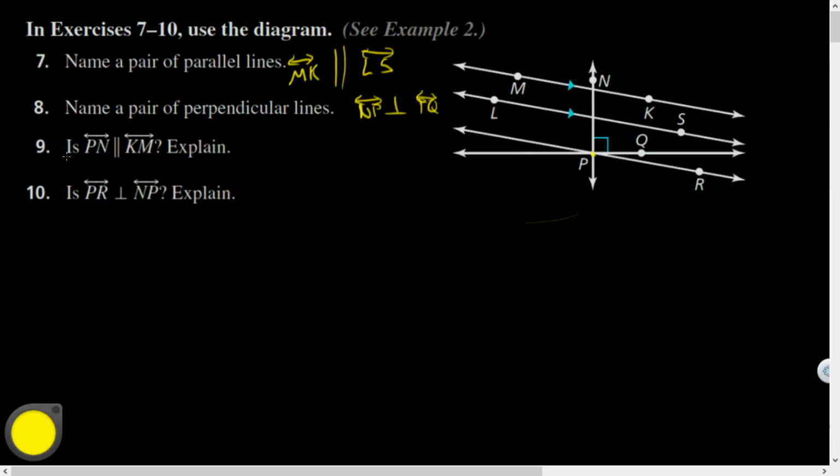So number 9 is PN parallel to KM? KM is this one. So this one and this one. No, because they intersect, right? No. They intersect.